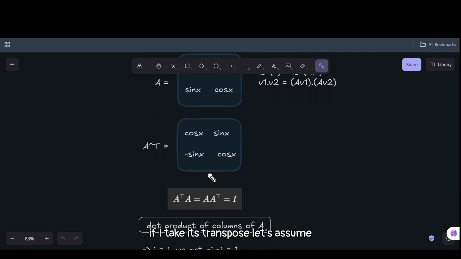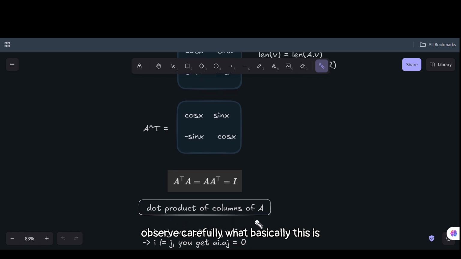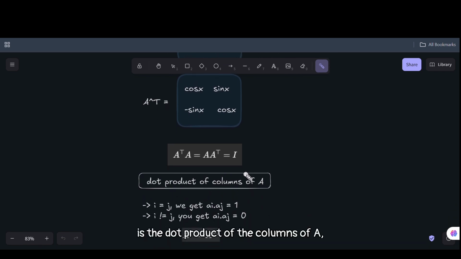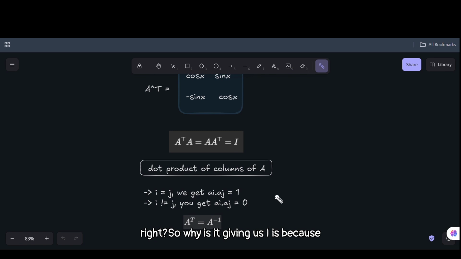Now if I take its transpose and multiply them together, doing the matrix multiplication, the resultant I'm going to get is the identity matrix, and that is the key property. One of the most important properties of the orthogonal matrix is that its multiplication with its transpose gives us the identity matrix. Now what are we computing here? If you observe carefully, this is the dot product of the columns of A, right? So why is it giving us I? It is because of the properties we studied earlier.